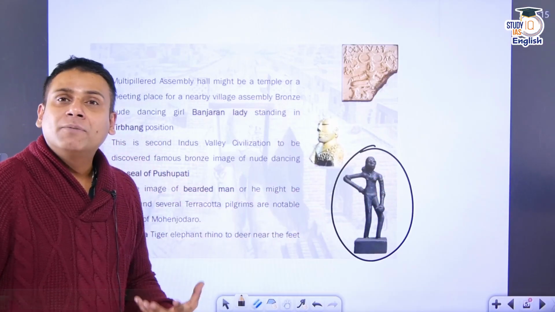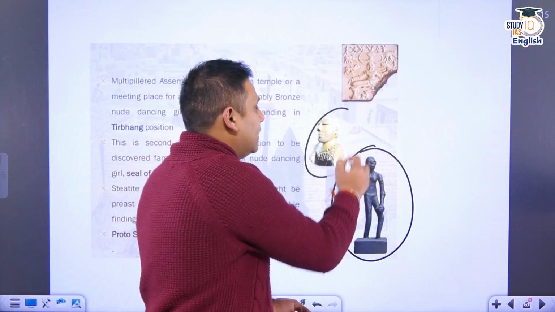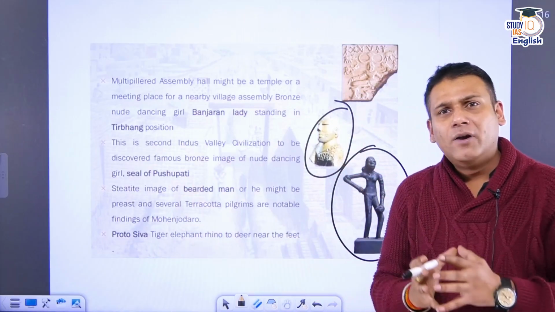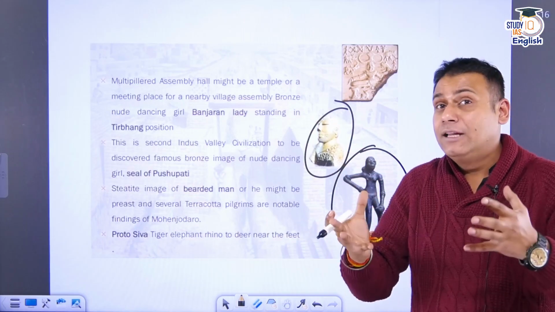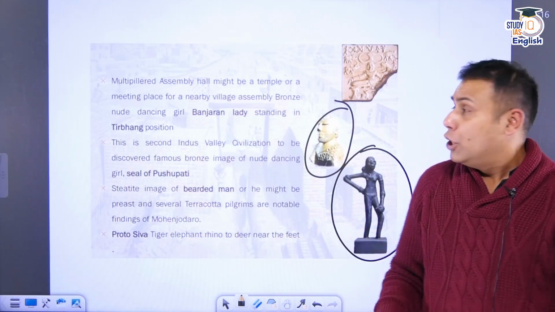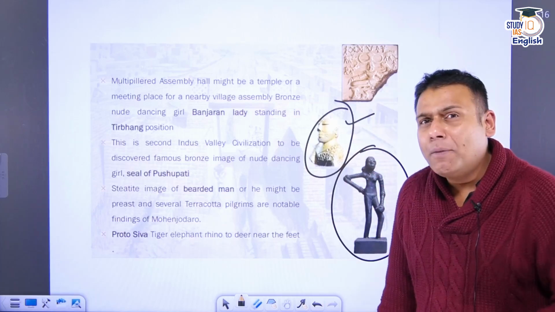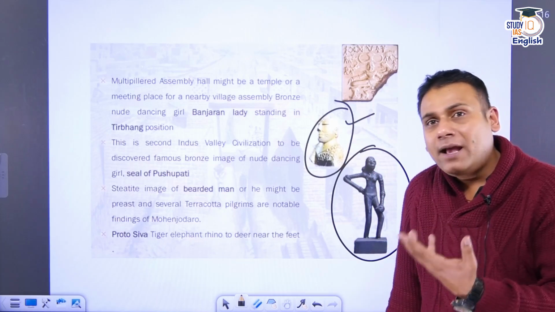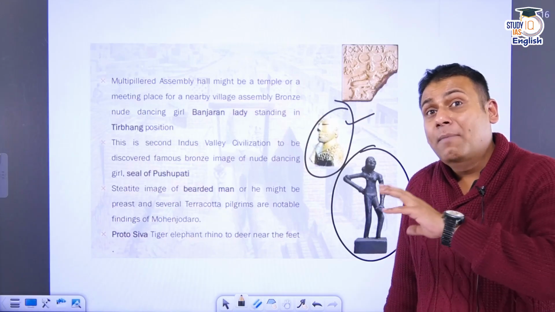Another important finding from the site of Mohenjo-daro was this person. And this is referred to as the steatite image of a bearded man. Steatite is a soapstone or a powder-like mineral which is majorly used for making seals or idols. So, the steatite image of a bearded man, what does that exemplify? It simply exemplifies that he might be a priest.